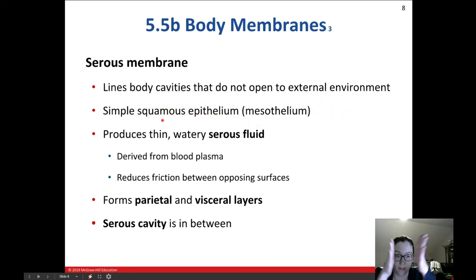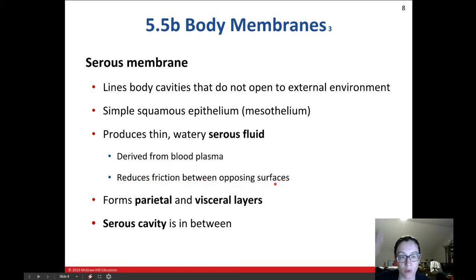So remember that these are flat, and we said that the top of a cell can be flat, and that can help reduce friction. So it's going to be reducing friction. Remember that the parietal serous membranes line the cavities, whereas the visceral serous membranes are going to cover the organs. And in between those two is going to be the serous cavity. And these serous membranes produce this thin, watery serous fluid. And the serous fluid is going to come from blood plasma, so it's a lot of water, and it reduces friction between the opposing surfaces.